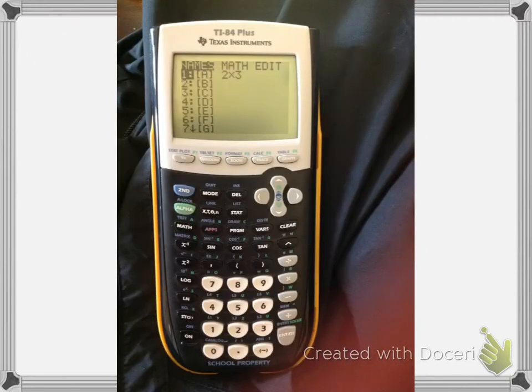Okay, then you're going to push second matrix. And you get to this screen again. Again, second matrix, one more time, second matrix, and it takes you to this screen, okay? Then you're going to want to go to the right and highlight the math.